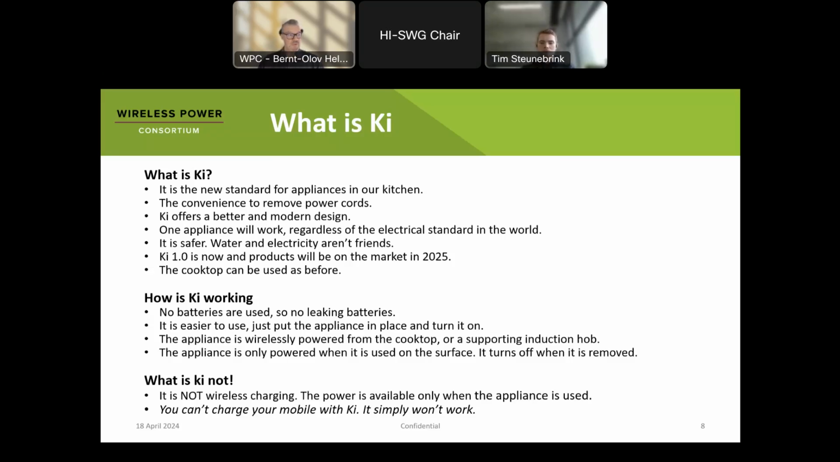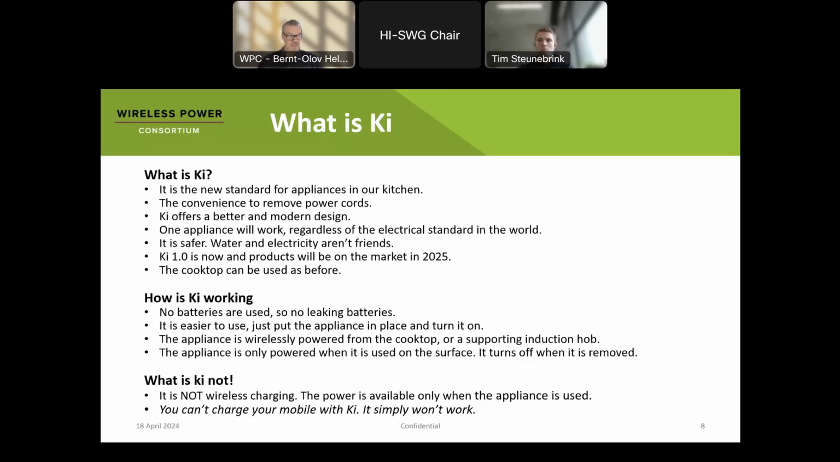So how is Ki working? There are no batteries in the device, and therefore no leaking batteries. It's easy to use. Just put the appliance in place, turn it on, and it works as it should, but without the cord hanging. The appliance is wirelessly powered from the cooktop, or it's supplied through the induction hob. The appliance is also only powered when it's used on the surface. It turns off when it's removed.